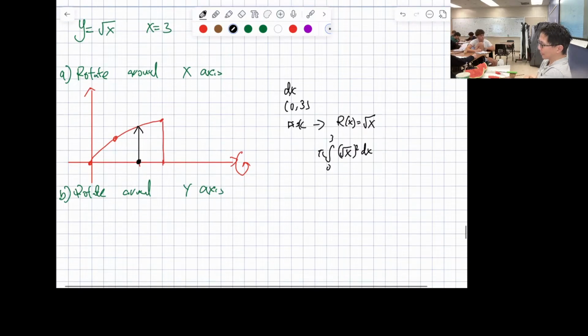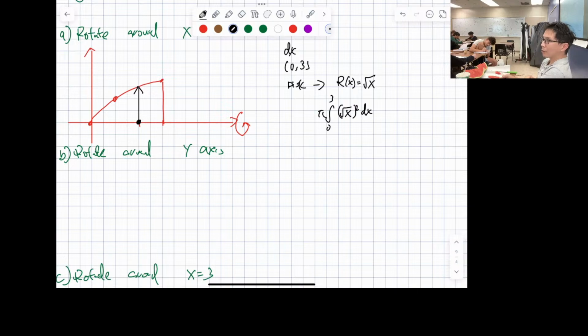Okay, let's do the next one. This one's a little bit challenging. It's rotate around the y-axis. How do I rotate around the y-axis? You're going to follow this folding again. Everything slightly changed this time, and you have to figure out what makes changes.